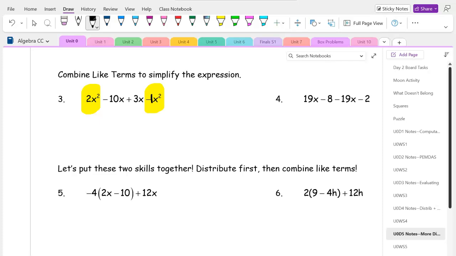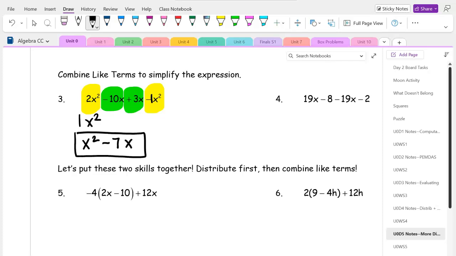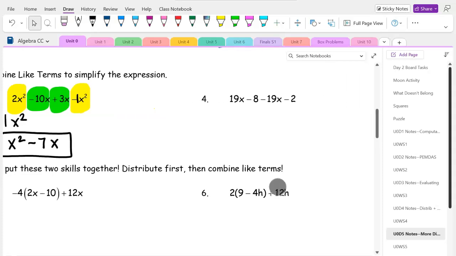So you can either think of this as 2 plus negative 1 or 2 minus 1, because we have a minus in front of this x squared. Either way, it is a 1x squared, and if you prefer to just write it like this, that is also totally fine. Now I have my negative 10x and my plus 3x. I'm going to add those up. Negative 10 plus 3 is negative 7x. Again, feel free to use your calculator.